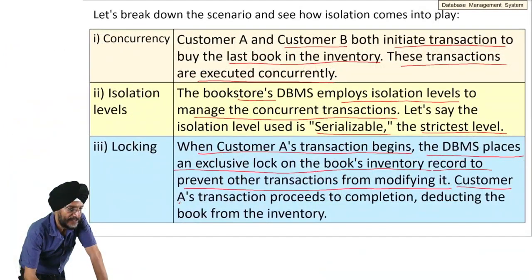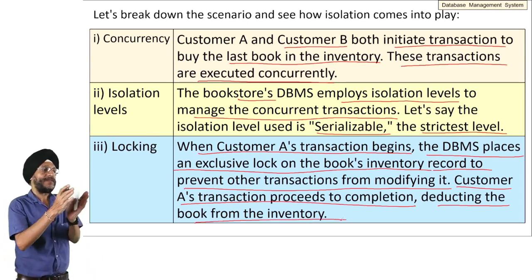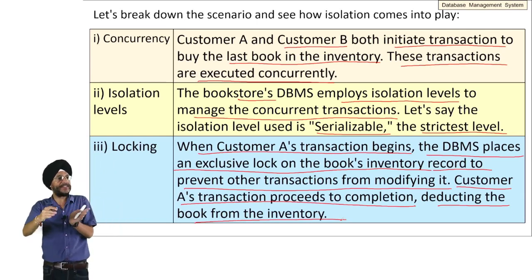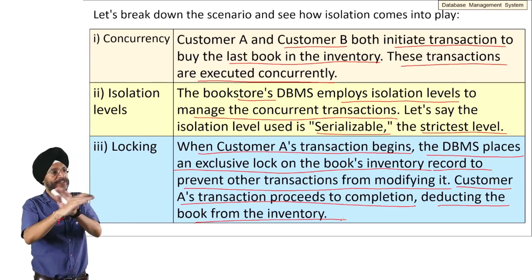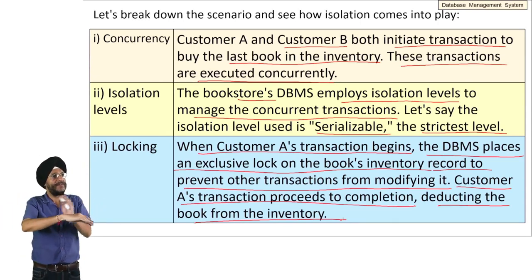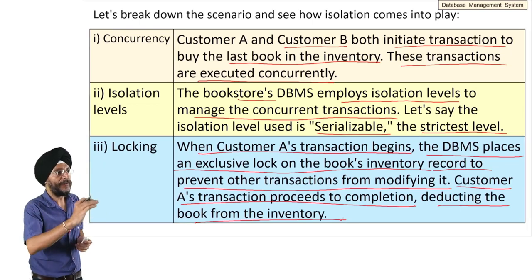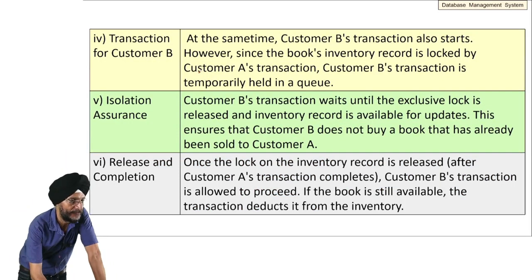Customer A's transaction proceeds to completion, deducting the book from the inventory. When A has purchased the book by making payment, A's transaction is complete, and when the order stands placed, the inventory which is being shown online will be deducted. That is, if there was only one book, the same will be deducted from inventory and the zero balance will be shown. Next, transaction for customer B.